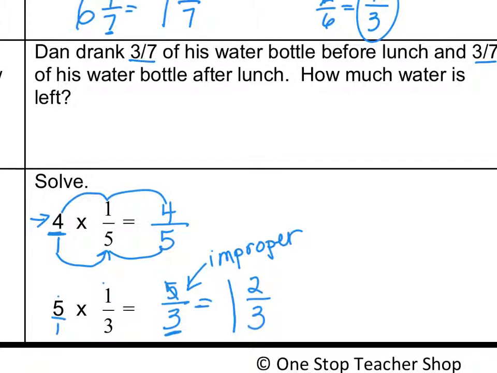All right, Dan drank 3/7 of his water bottle before lunch and 3/7 of his water bottle after lunch. How much water is left? It didn't say how much did he drink in all. It says how much is left. So let's figure first how much he drank. 3/7 plus 3/7 would give us 6/7. He drank this much, okay? It means we have to figure out how much is left in the bottle. Well, we know a whole bottle would be 7/7, so we need 1 more 7th to get there. After he drinks 3/7 of his bottle before lunch and 3/7 after, we know he has 1/7 of a bottle left.